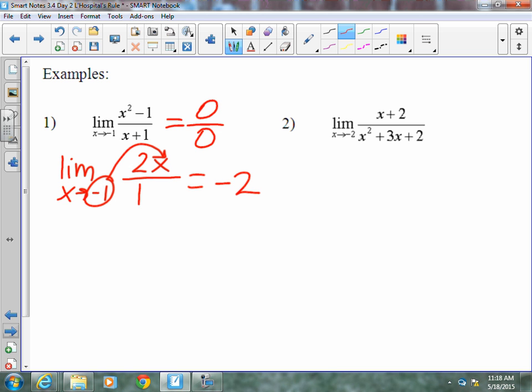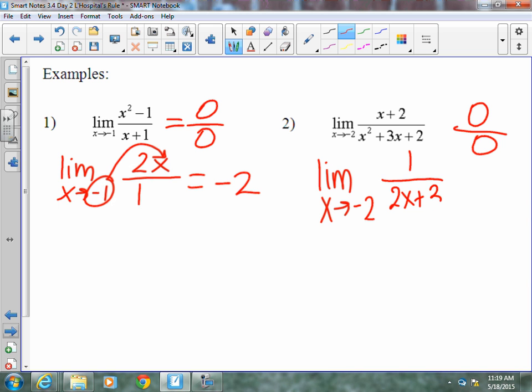Number 2, we plug in a negative 2, we get a 0. In the bottom, we get 4 minus 6 plus 2, which is also 0. So instead, we're going to do the limit of the derivative. So when I plug my negative 2 in, I get 1 over negative 1, or negative 1, for my derivative.